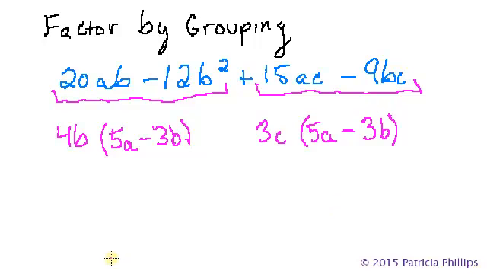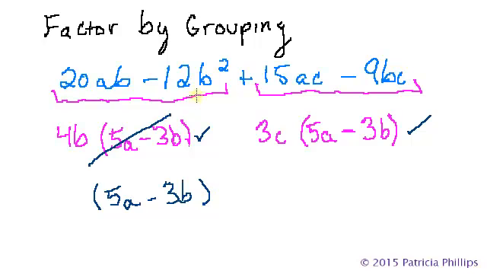And the next thing that you're going to do is to look at this and say, is there any common binomial factor? Well, yes there is, right here. Common binomial factor. So you take that common binomial factor and you write it out separately. That common binomial factor is 5a minus 3b. And you can just remove it.